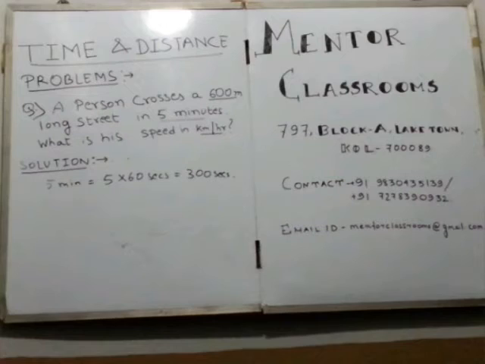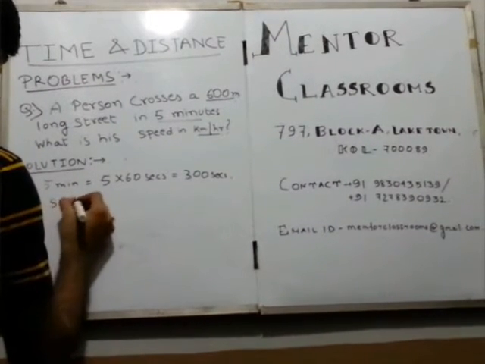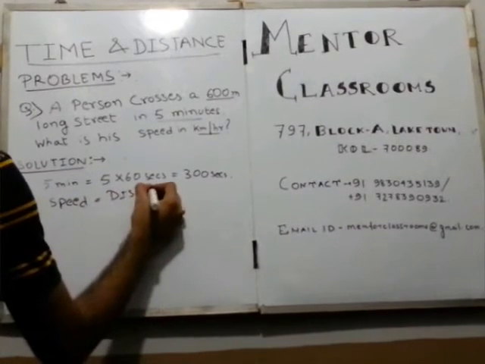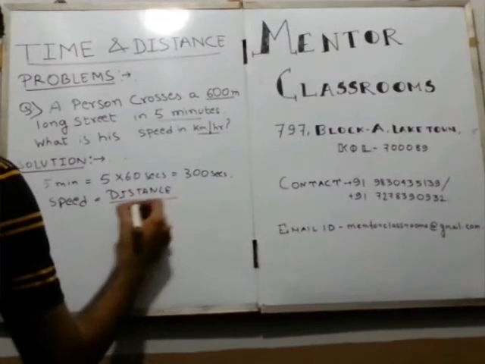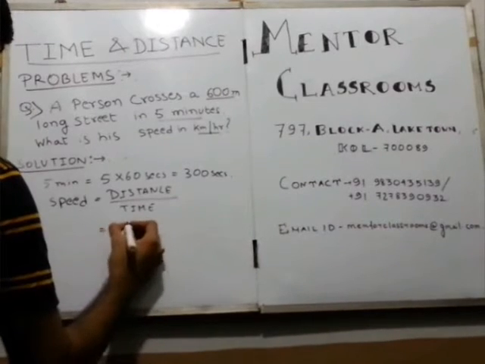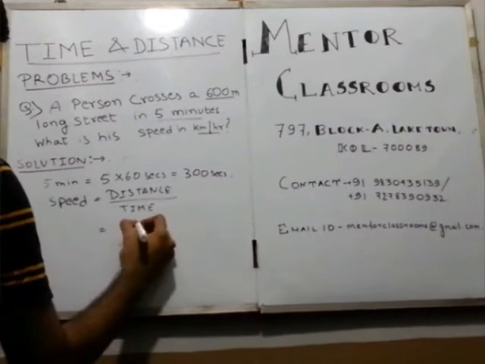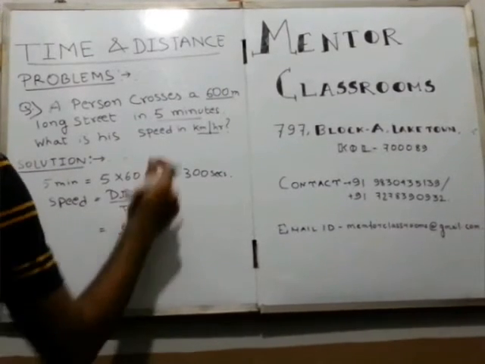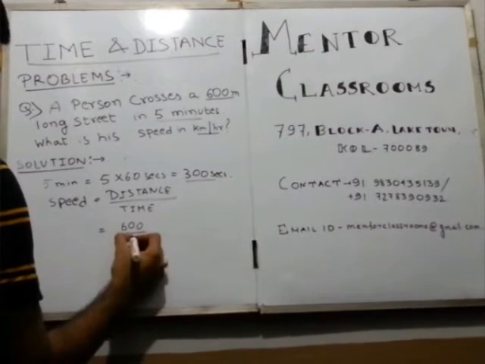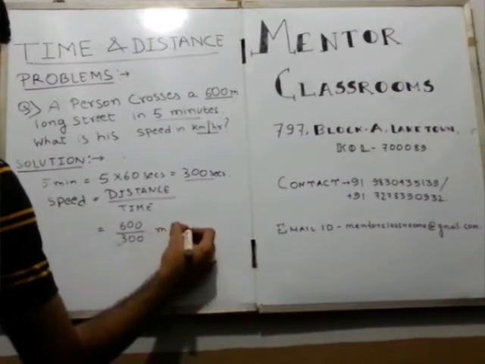Now, by applying our basic formula, that is speed equals distance by time, we get, our distance given is the man crosses 600 meter in 5 minutes, that is, we got 300 seconds. So the unit will be meter per second.